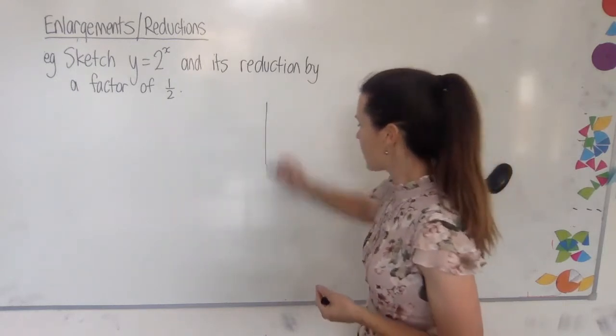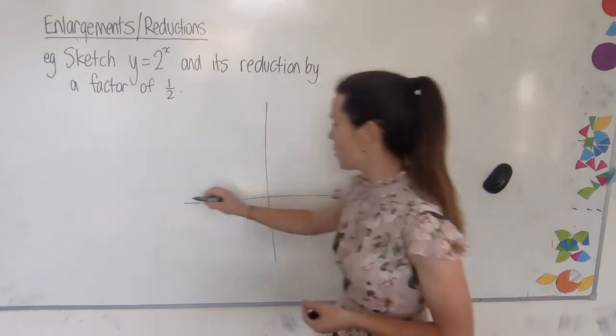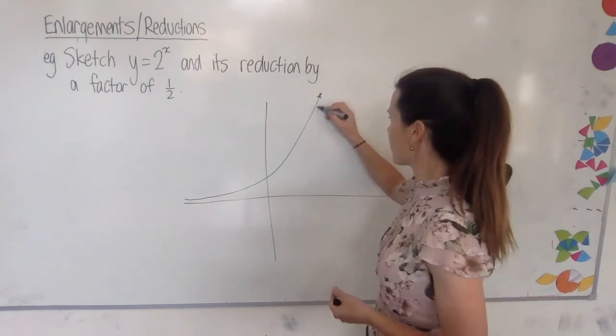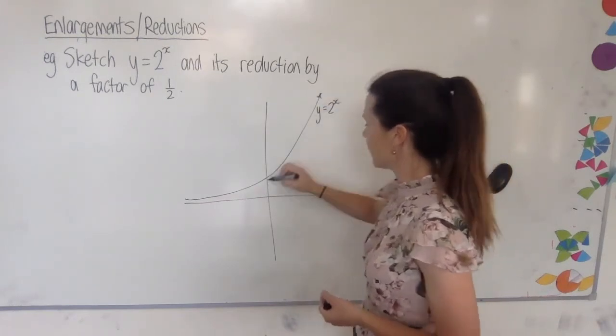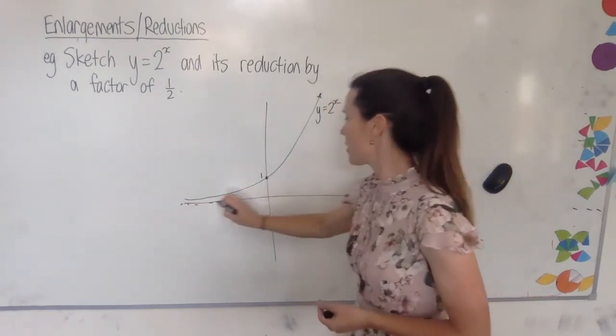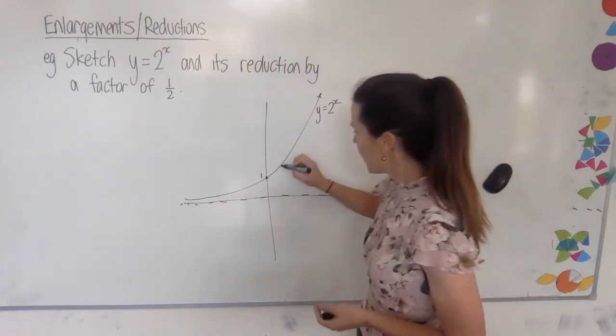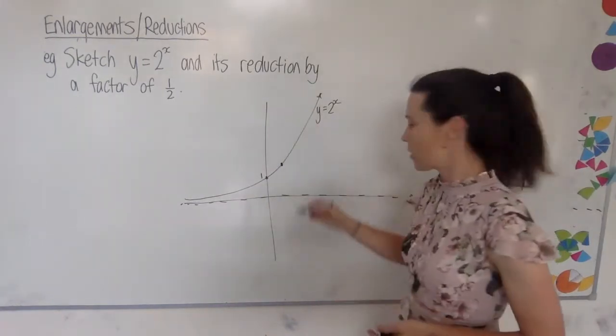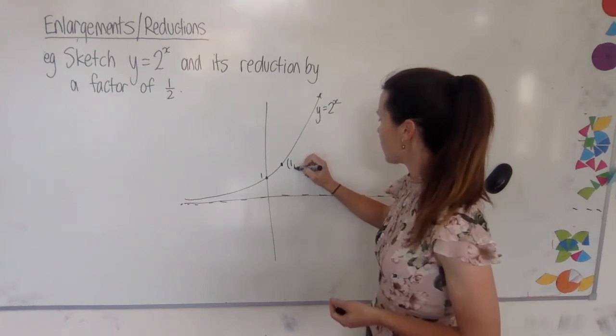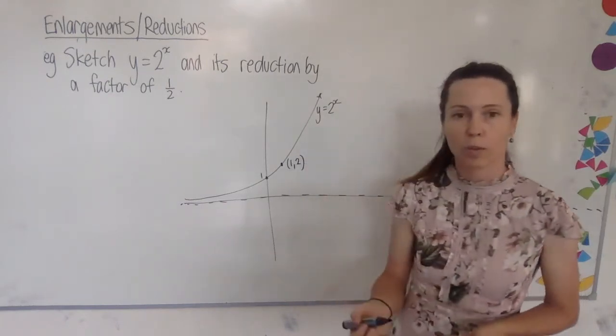So let's start with a sketch of our original function here, y equals 2 to the power of x, which we know looks something like this. It goes through 1, has an asymptote on the x-axis, and we can label another point just to give it some vertical scale. I know that when x equals 1, y equals 2.